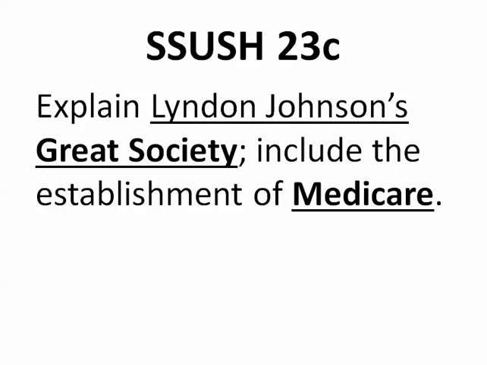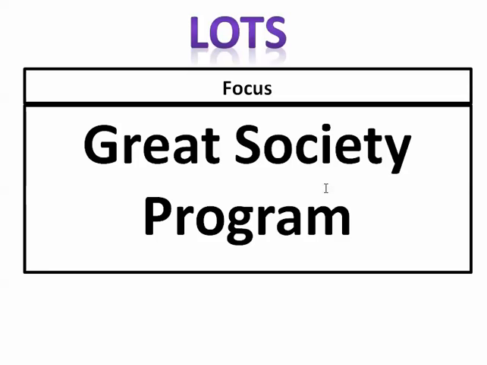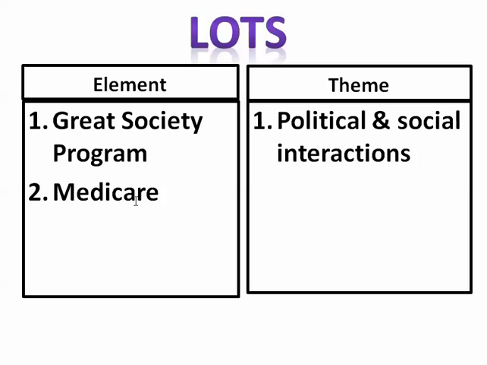Alright, so let's look. The Great Society Program was a domestic program by President Lyndon Johnson to try to deal with poverty in the United States, and also to try to deal with discrimination in the United States. We talked about discrimination, his passage of the Civil Rights Act of 1964 and the Voting Rights Act of 1964. And in the Great Society Program, he also concentrated on Medicare as hospital insurance for the elderly. And these are political and social interactions.